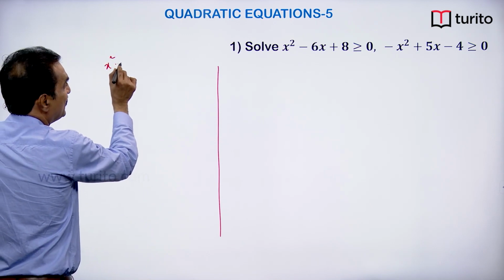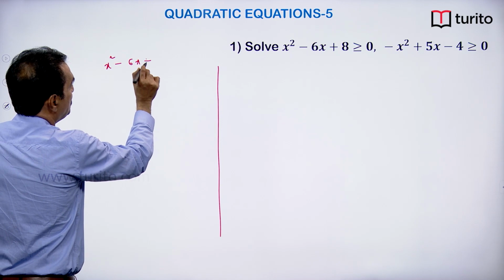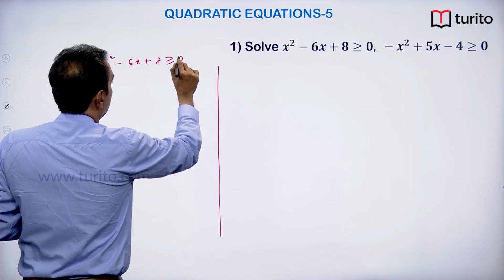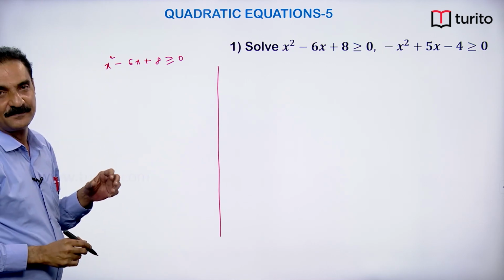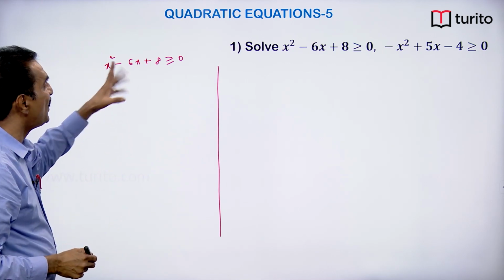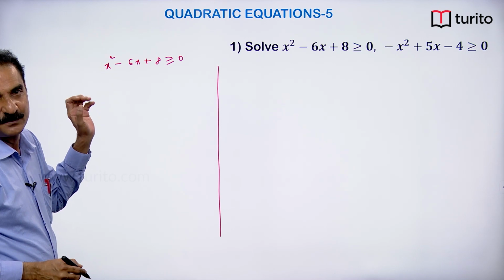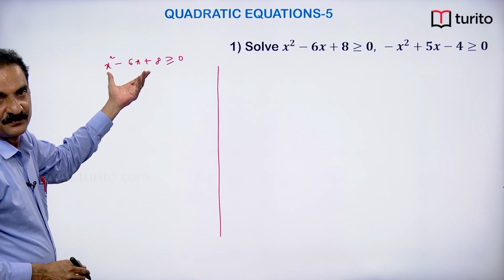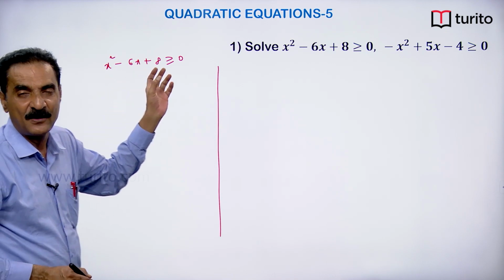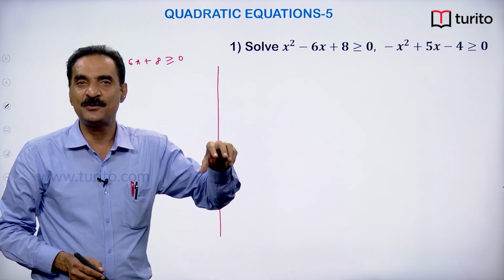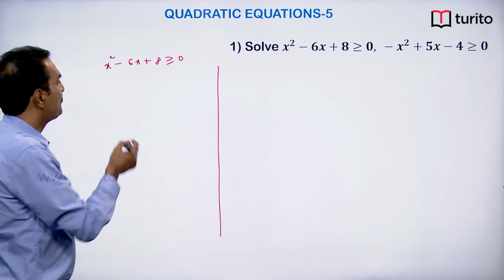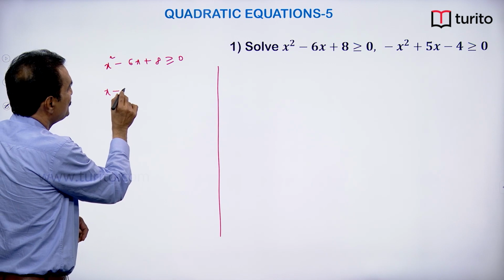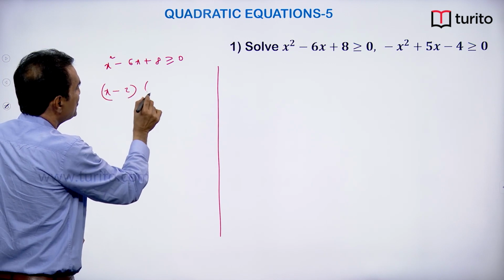x square minus 6x plus 8 greater than or equal to 0. First you check the discriminant. The discriminant is positive. b square minus 4ac is positive. So there will be real roots. You can find the real roots by using the formula minus b plus or minus root delta over 2a, or if you want you can factorize. This can be easily factorized as (x minus 2)(x minus 4).